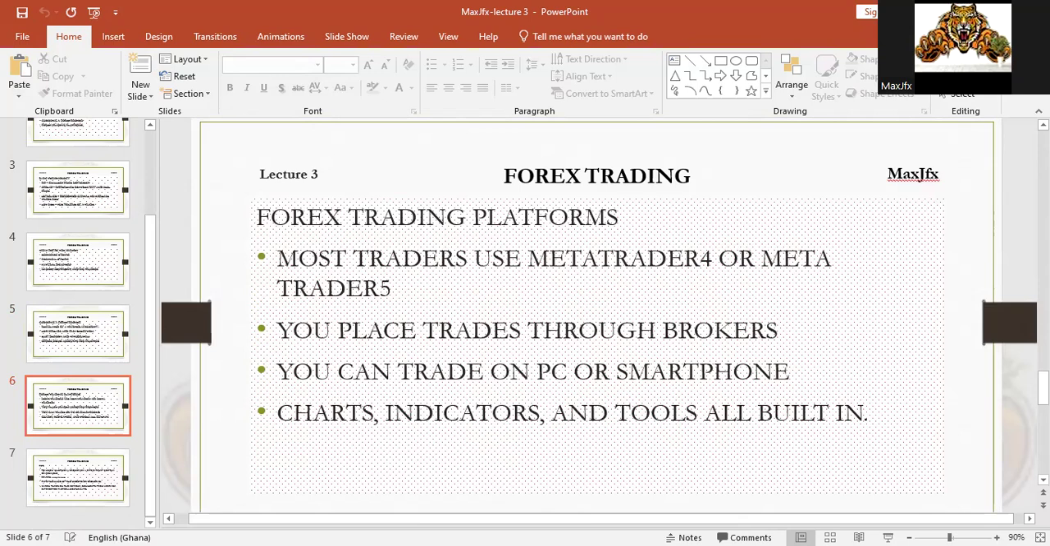So you can trade on PC or smartphone. If you have a PC, a personal computer, or a smartphone, then you can also enjoy trading on the forex markets. That is just what you need.